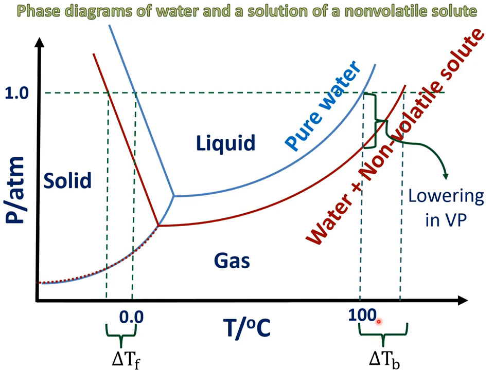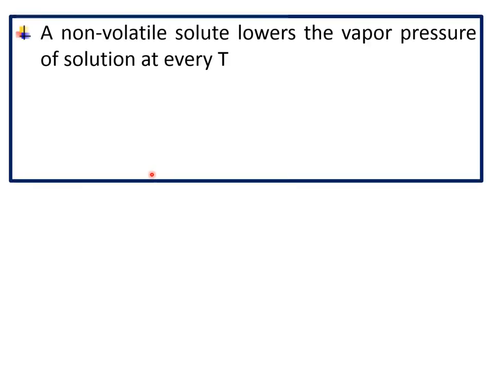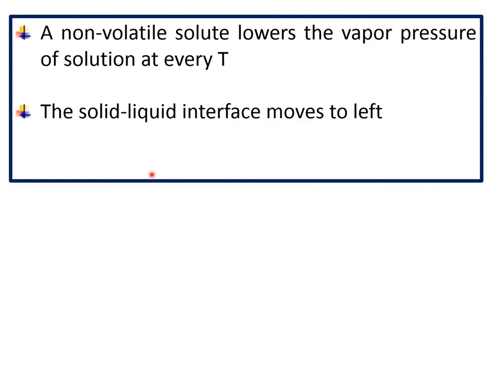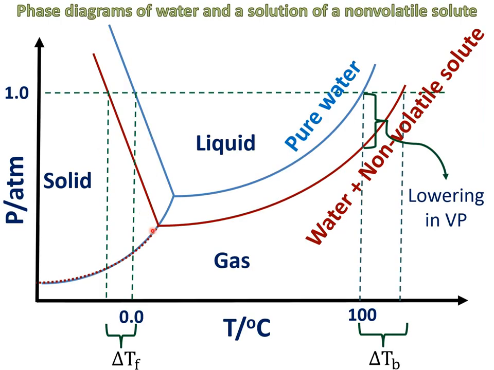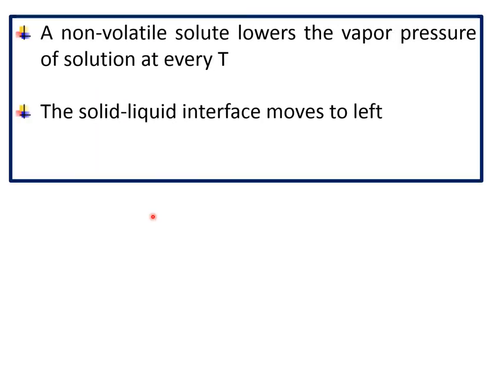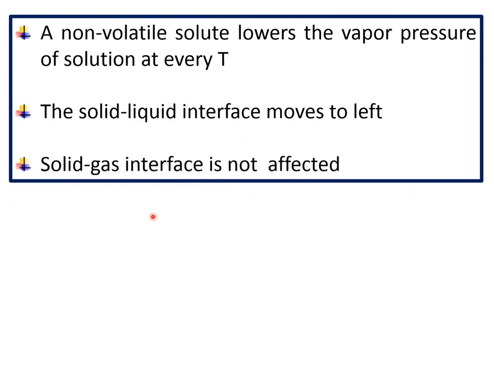So a non-volatile solid lowers the vapor pressure. The solid-liquid interface moves to the left. Here you observe that there is no change in the line between the solid and the gas, because we do not have a liquid phase, which is the target for the vapor pressure effect. Okay, so for the solid-gas interface, there is no change.